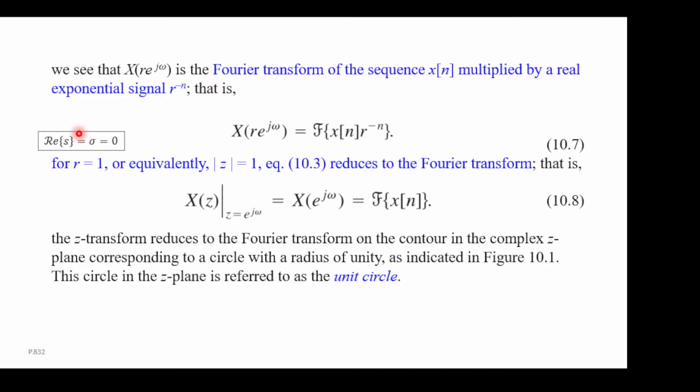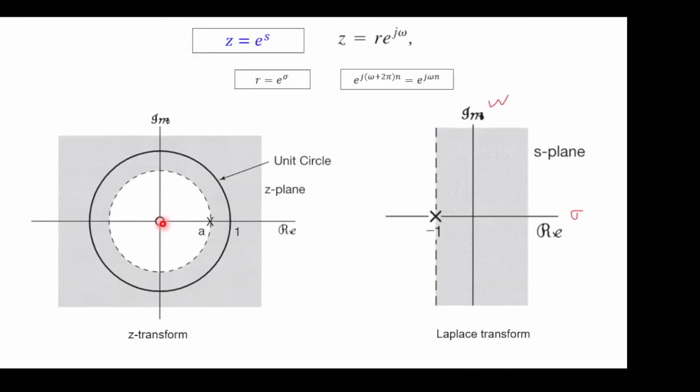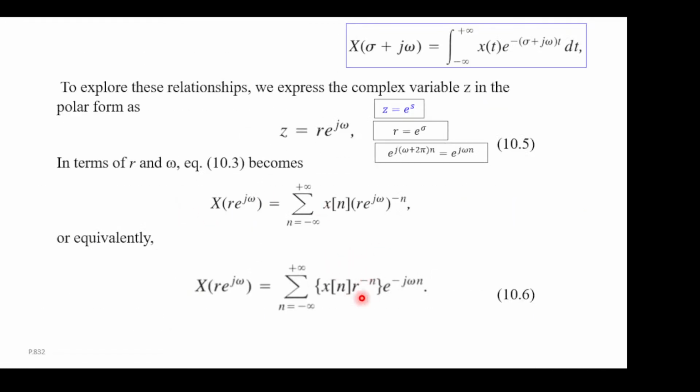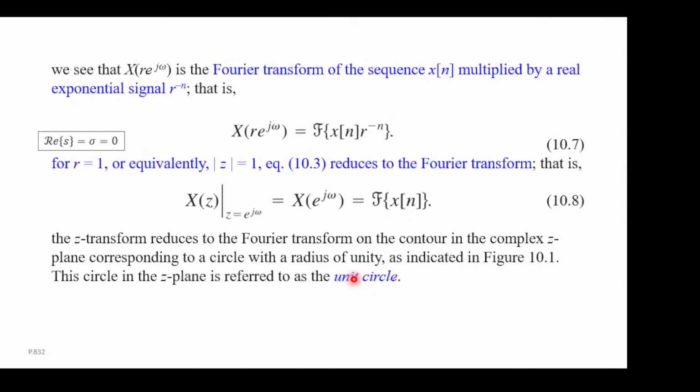Okay, and so you see that for every r, for every radius, you are basically doing a Fourier transform of a different function. So the function times a different exponential decay rate, r to the minus n. And as we say, for r equal to 1, this r to the minus n doesn't do anything. That means on the unit circle, absolute value of z equal to 1, this thing just goes back to the Fourier transform of your function.